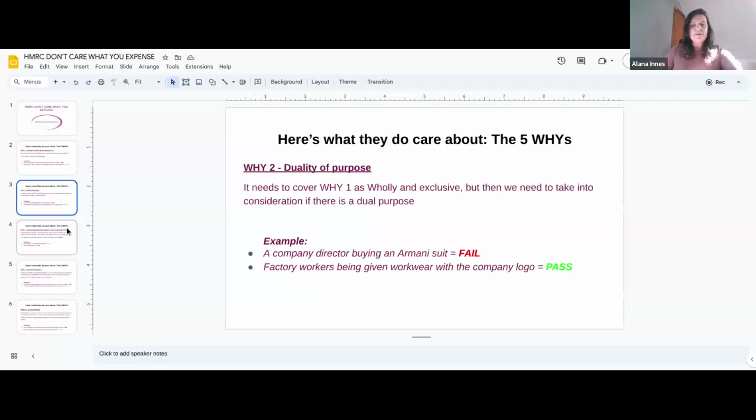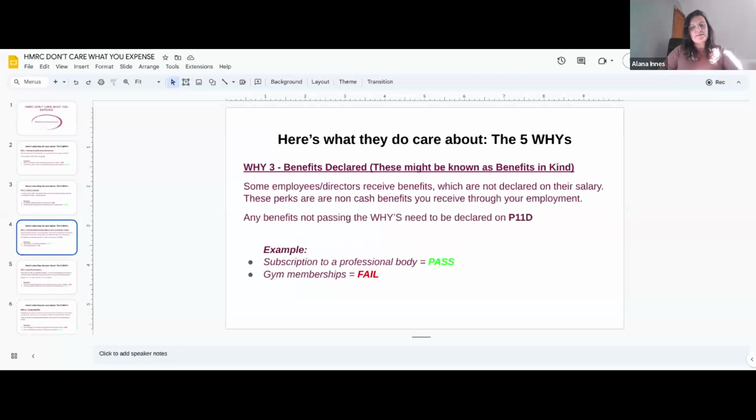So the third why, when we're looking at expenses and what we allow to claim, is benefits. And this can be quite a difficult area to navigate as well. Some employees will receive benefits, and some of these are not declared on salary. But anything that is classed as a perk or non-cash benefit you receive through your employment should essentially be added to a form called a P11D, which is where we report benefits in kind by employees at the year end.